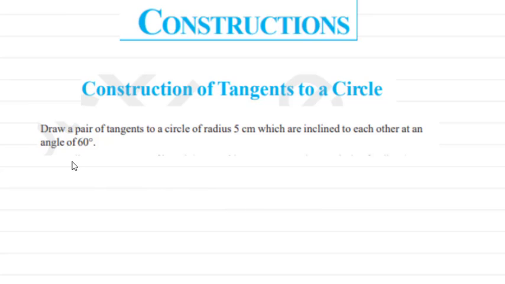This is the next question. Draw a pair of tangents to a circle of radius 5 cm which are inclined to each other at an angle of 60 degrees. So now you have to draw the tangents which are inclined at an angle of 60 degrees. This question is very important. So now I'll explain this one.